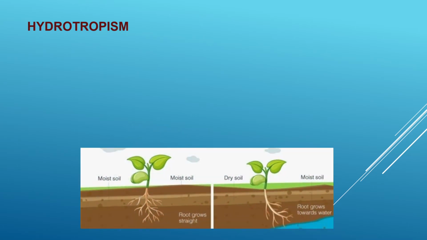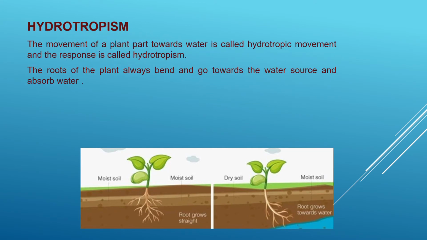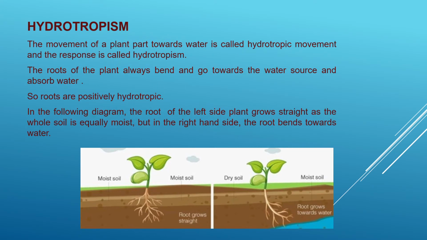Now next is hydrotropism. What do you mean by hydrotropism? Here in the diagram you can see there are two parts. On the left side a small plant has grown, and on the right there is the same plant. On the left the whole soil is moist, but on the right the left side soil is dry and the right side soil is moist, because there is some amount of water. So you can see in the left figure the roots grow straight, but in the right figure there is dry soil on one side and moist soil on the other.